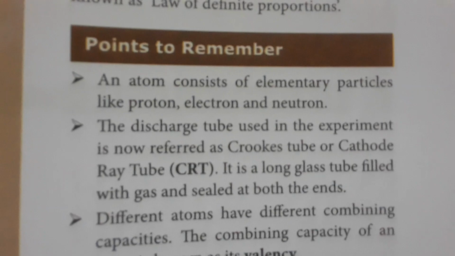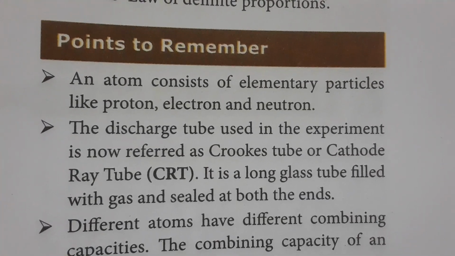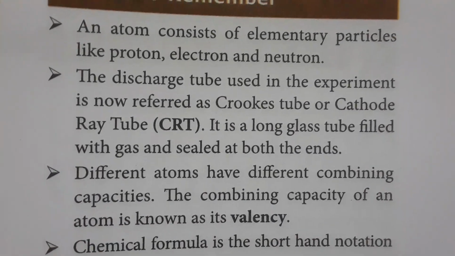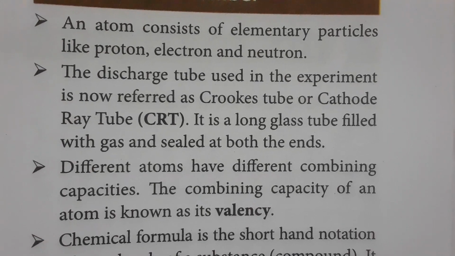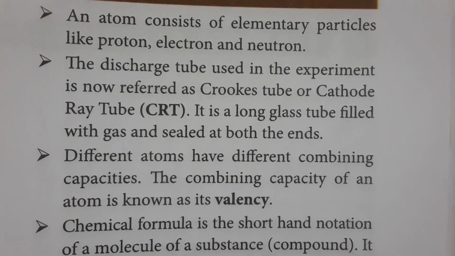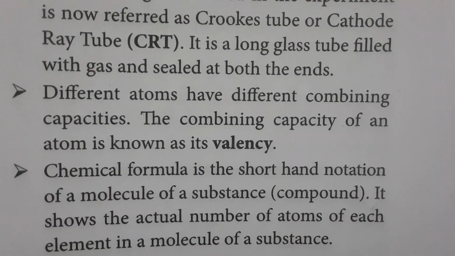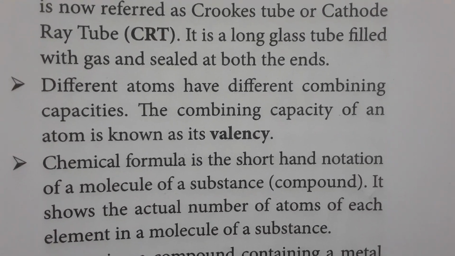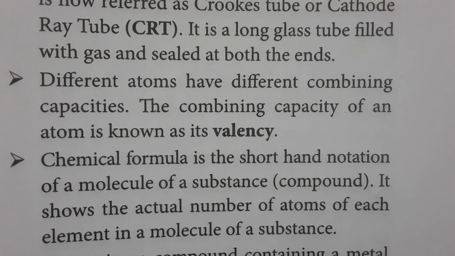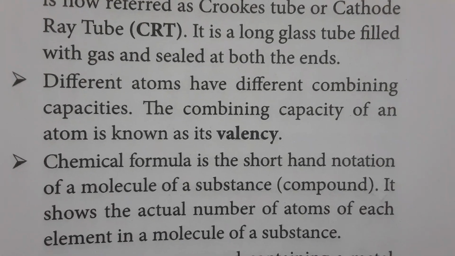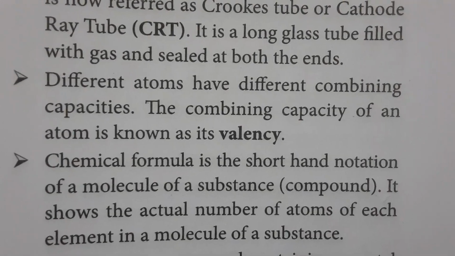So, points to remember. I think this is very useful to you. An atom consists of elementary particles like proton, electron and neutron. The discharge tube used in the experiment is now referred to as the Crookes tube or cathode ray tube. It is a long glass tube filled with gas and sealed at both ends. Different atoms have different combining capacities. The combining capacity of an atom is known as valency. So what is valency? It is the combining capacity of an atom.